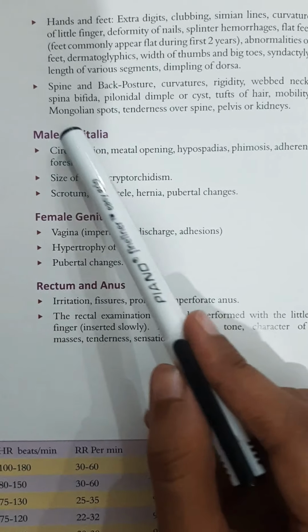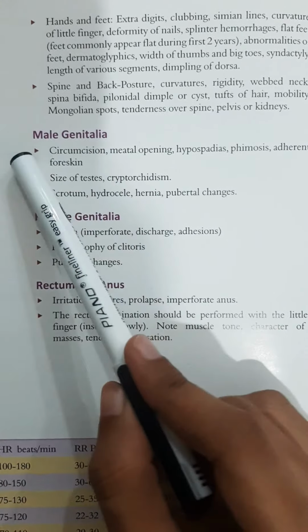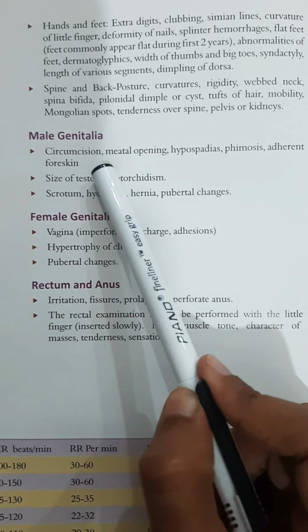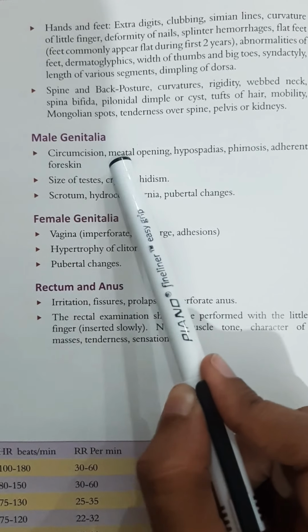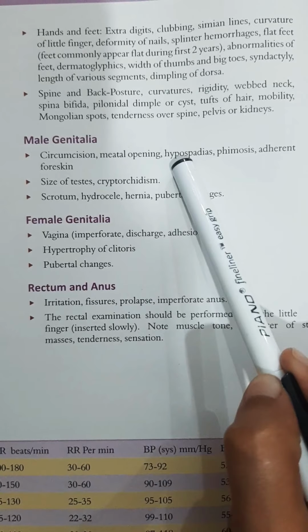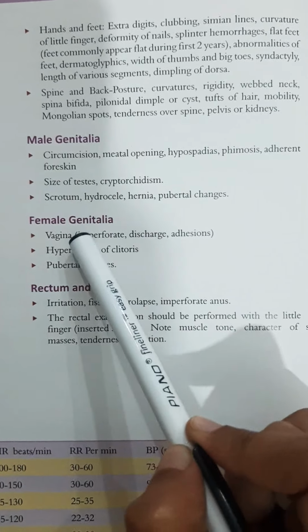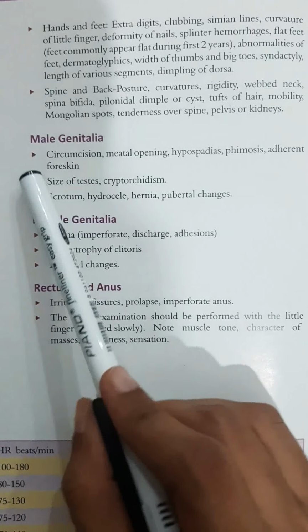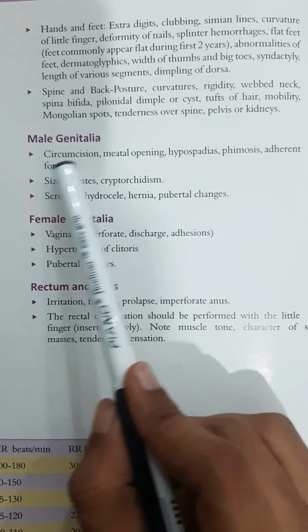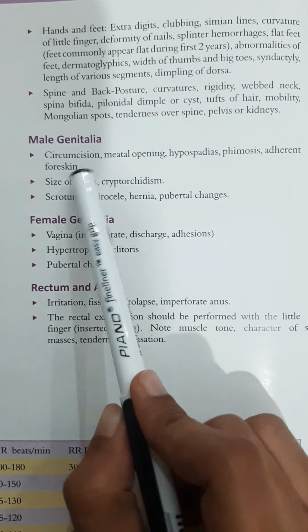Then if the patient is male, then we will check the male genitalia. We will check the circumcision, meatal opening, hypospadias and phimosis, adherent foreskin. All of these are checked on the penis.